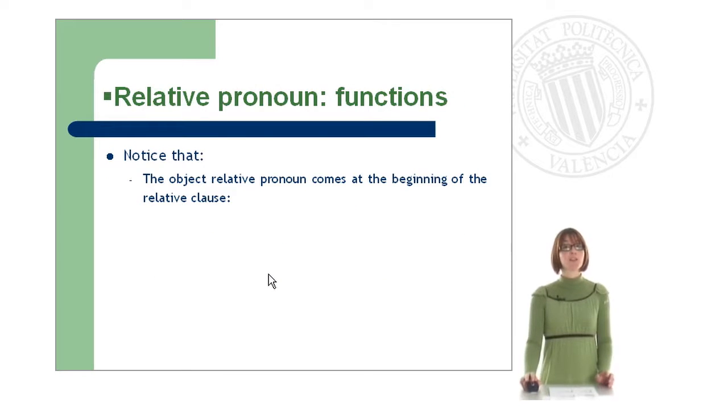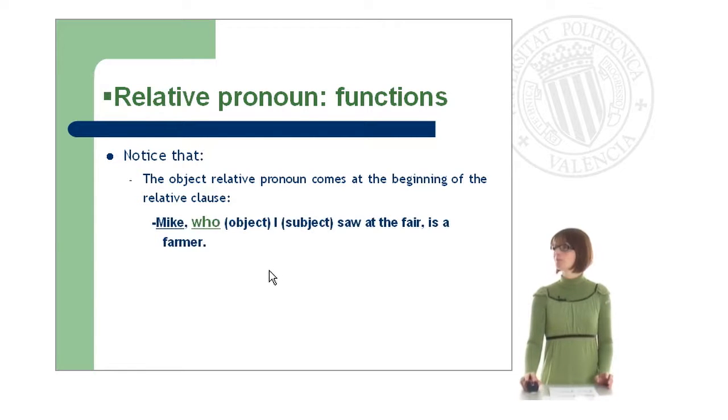Notice that the object relative pronoun comes at the beginning of the relative clause. Let's have a look at the example. Mike, who I saw at the fair, is a farmer. Also notice that relative pronouns come immediately after the noun to which they refer. In this case, who refers to Mike.